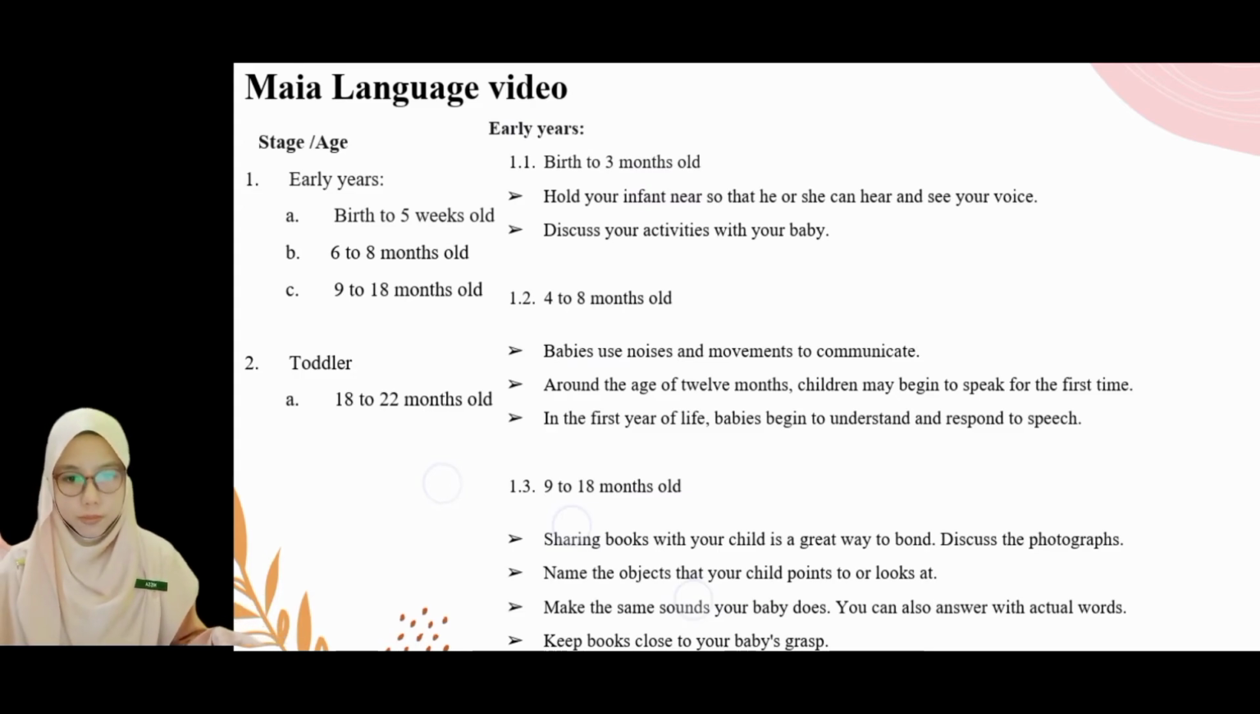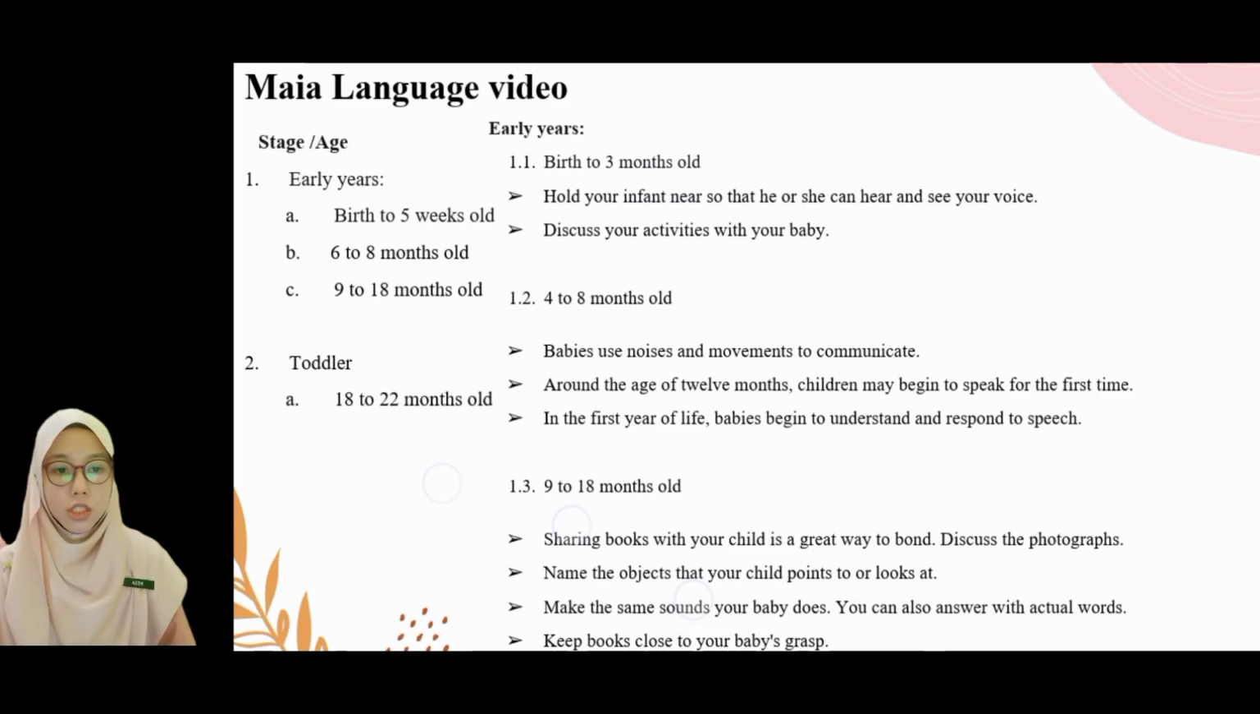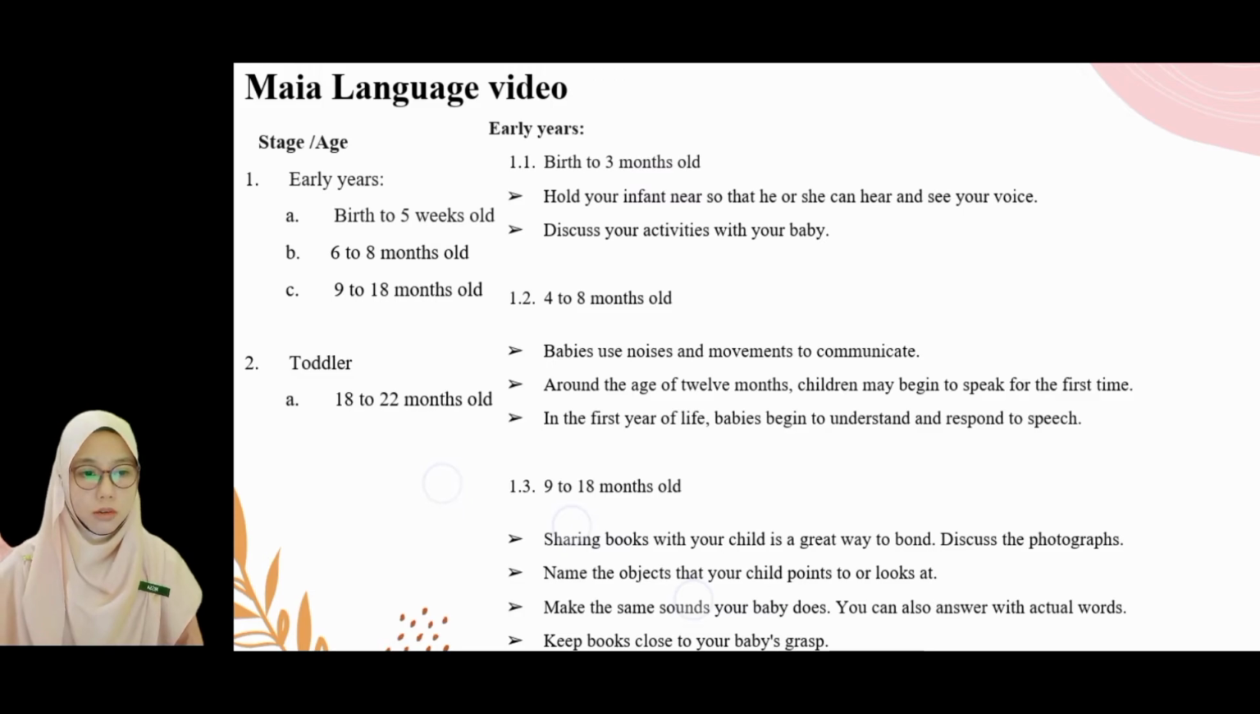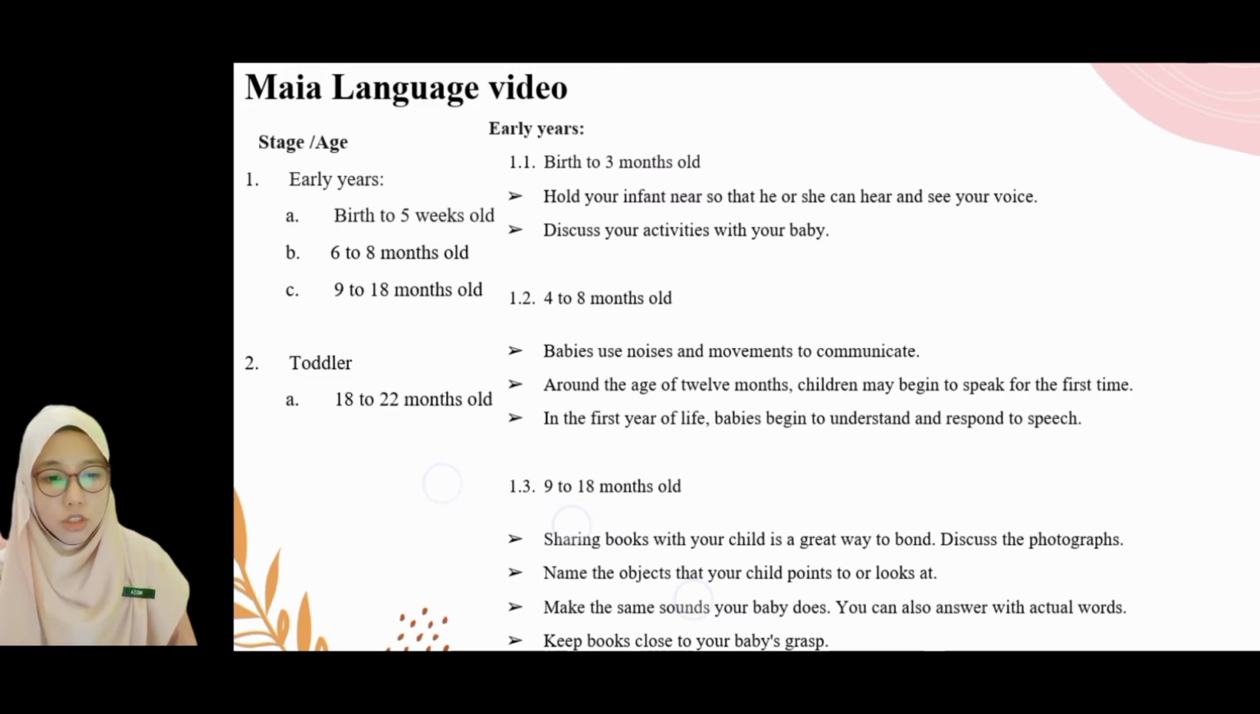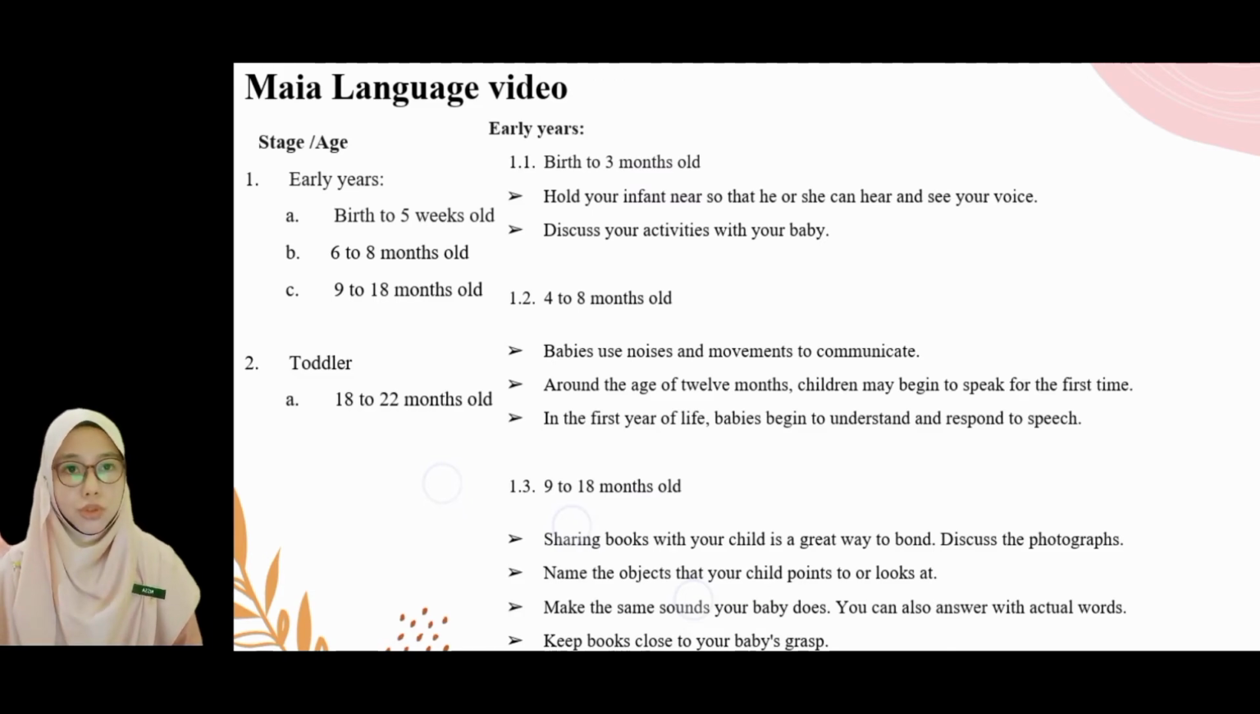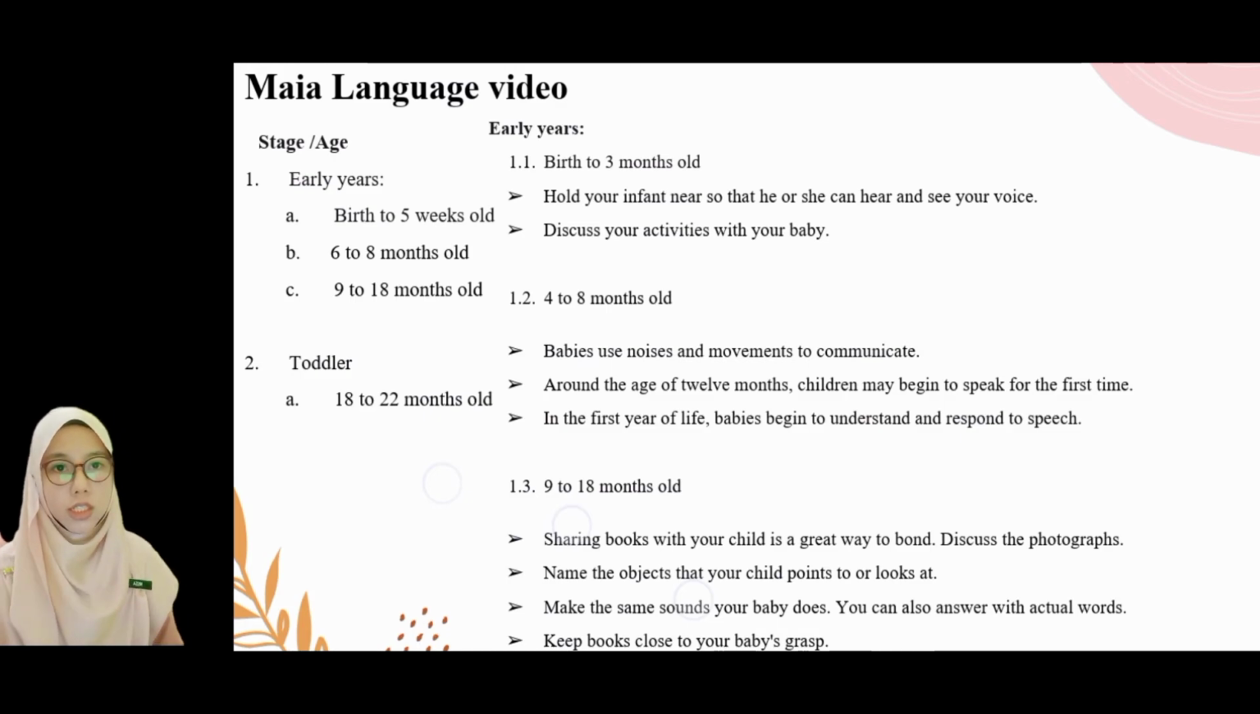Okay, for 4 to 8 months, children use noise and movement to communicate. Around the age of 12 months, children may begin to speak for the first time. In the first year of life, children begin to understand and respond to speech. Okay, for 9 to 18 months olds, sharing a book with your child is a great way to bond. Discuss the photograph. Name the object that your child points to or looks at. And the third one is make the same sound your child does. You can also answer with an actual word. And the last one is keep books close to your child's grasp.